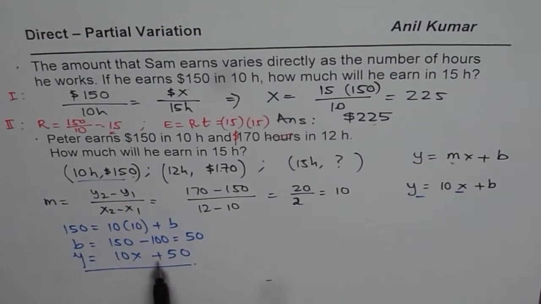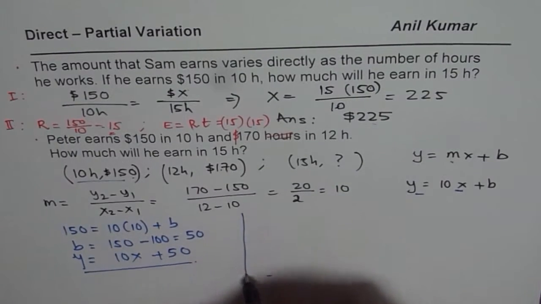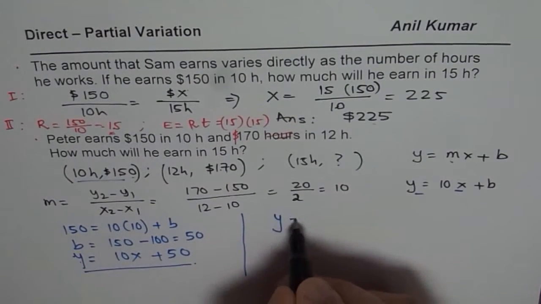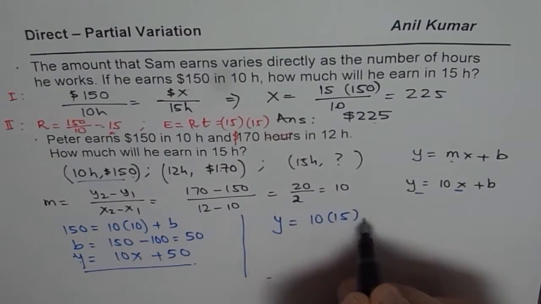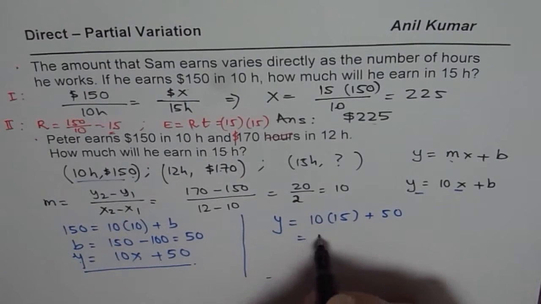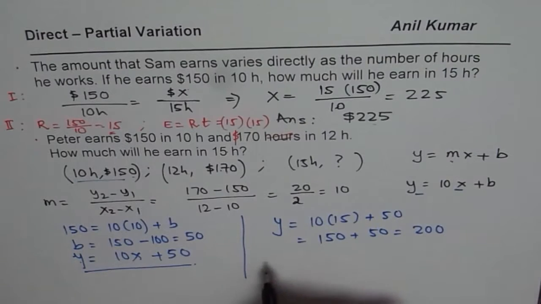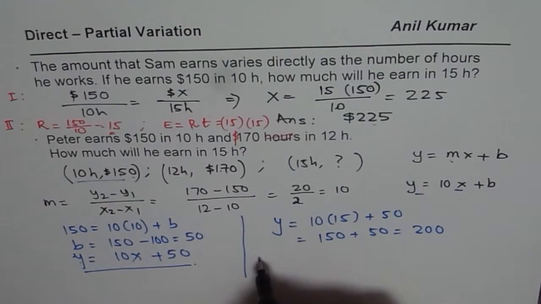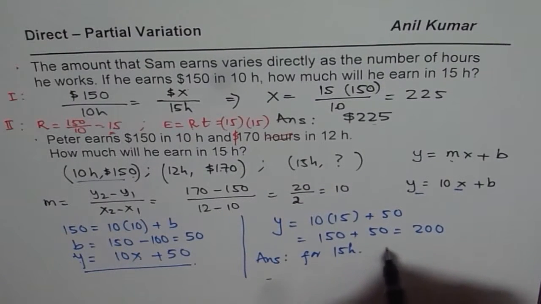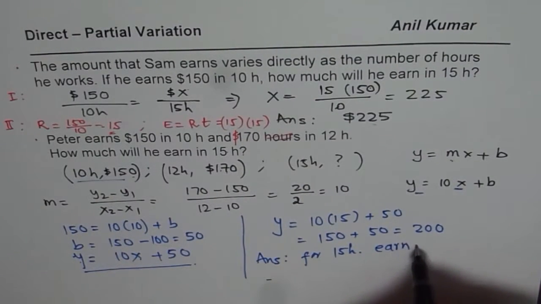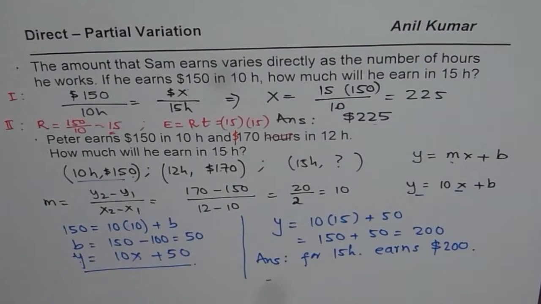Now, using this equation, we can find the earning for 15 hours. So earning is y. So y equals 10 times x, which is 15. 10 times 15 plus 50, which is 150 plus 50, or $200. Therefore, our answer is that for 15 hours, Peter earns $200. So that is how you could solve this question.